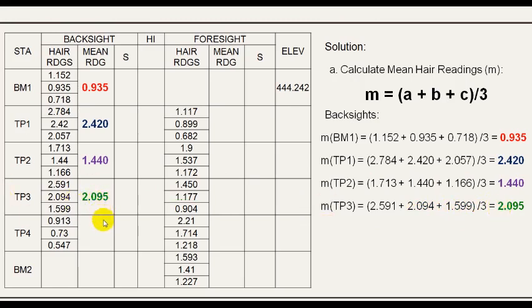0.095. Lastly, for turning point 4, the summation of the 3 readings is 0.913 plus 0.730 plus 0.547. Then we get the average, which equals 0.30. So we have now obtained the mean readings on the backside.